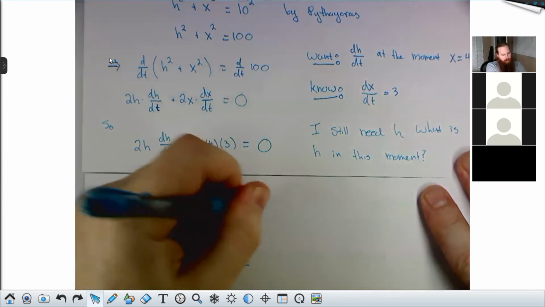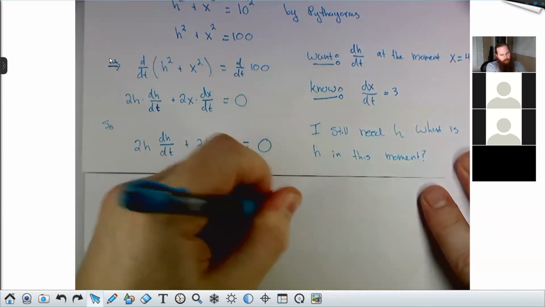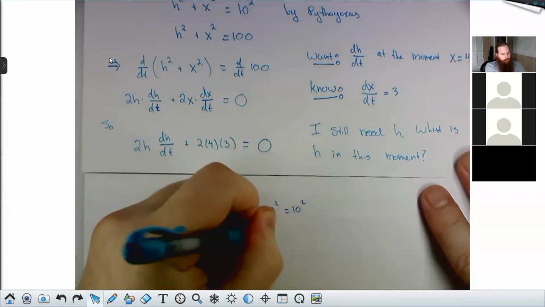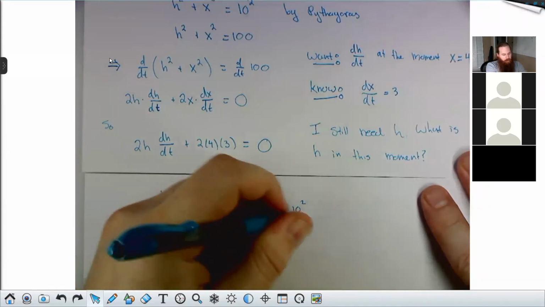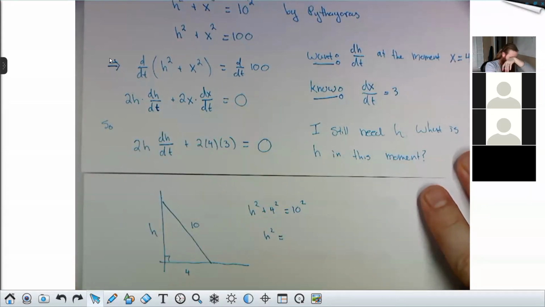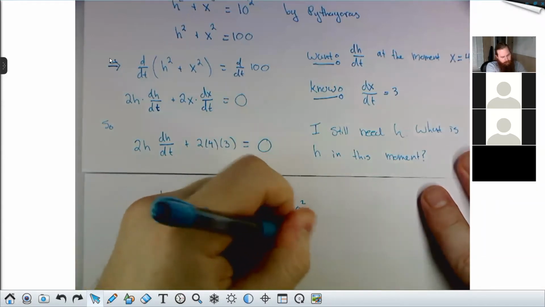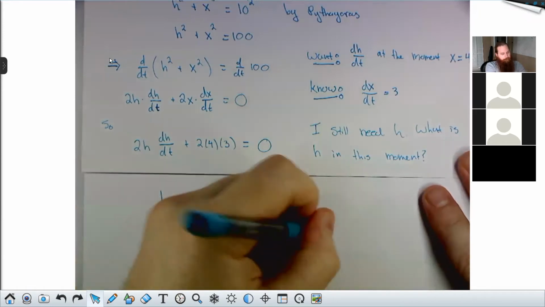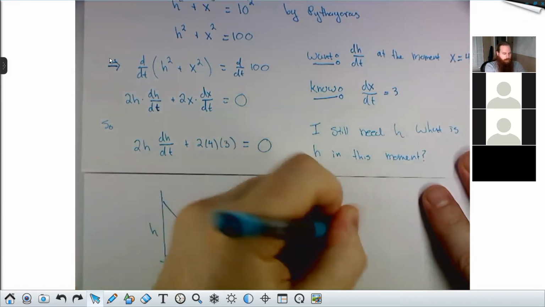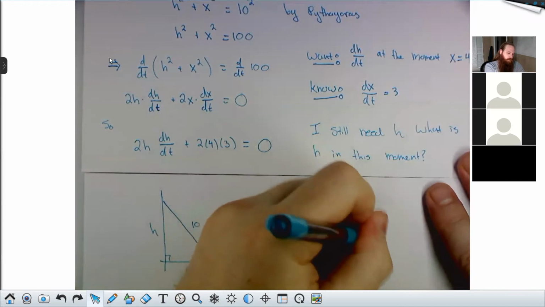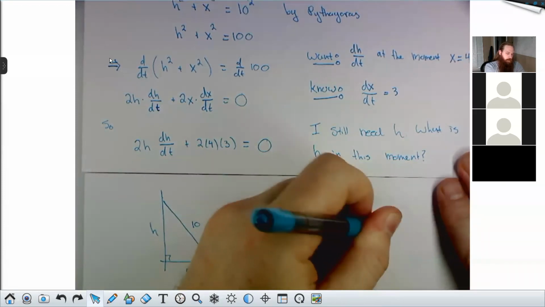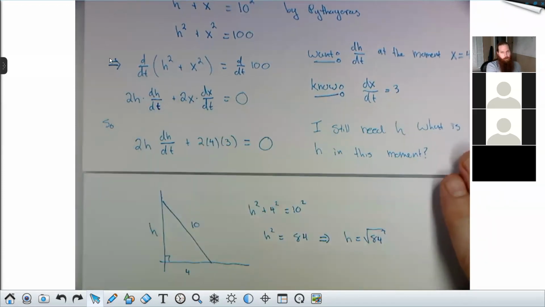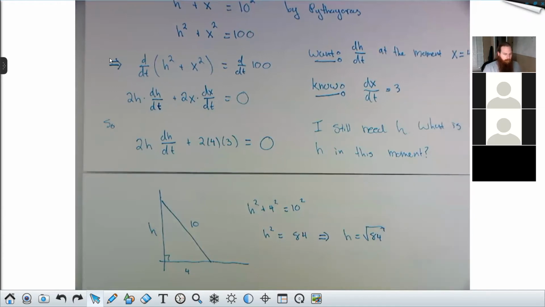I know that h squared plus 4 squared is equal to 10 squared. So h squared is 100 minus 16, which is 84, right? So in that moment, h is equal to the square root of 84. 84 is not a perfect square. We could maybe clean it up, but for now, maybe I'll just leave it like that.